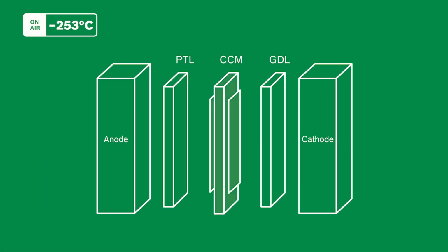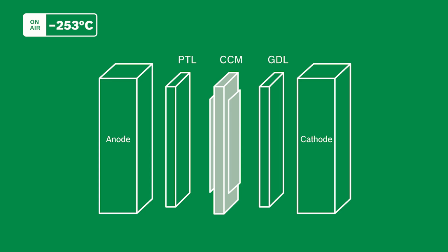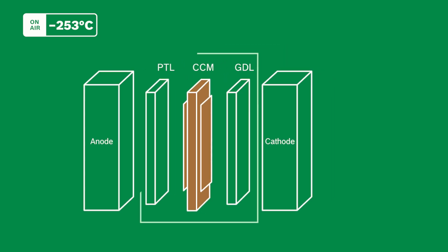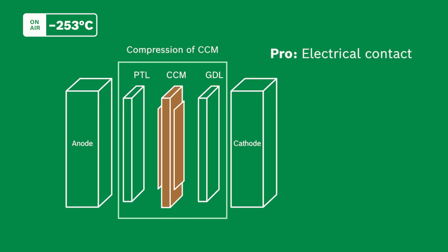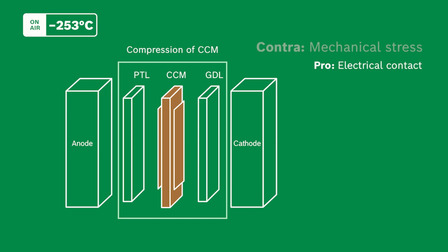Are there any examples of how this has been achieved already? A good example is the compression of the CCM, because it affects the lifetime of the entire stack. The CCM is always compressed. If you compress it tighter, then the electrical contact between PTL, GDL and CCM is improved. This, however, increases the mechanical stress on the CCM, which can make aging more likely or hinder the flow of materials to and from the reaction sites. So we're looking for an optimum, which lies somewhere in between.